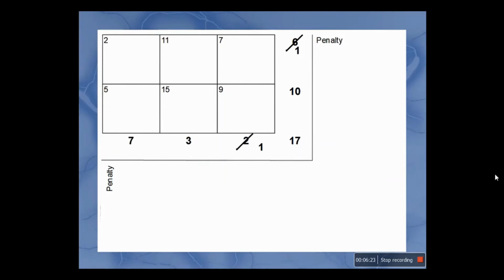For this table also we have to find the penalty values. For the first row, 2 is the minimum and 7 is the next minimum. Their difference is 5, so 5 is the penalty for the first row. For the second row, 5 is the first smallest element and 9 is the second smallest element. Their difference is 4, so 4 is the penalty for the second row. For the first column, 3 is the penalty, for the second column 4 is the penalty, and for the third column 2 is the penalty.